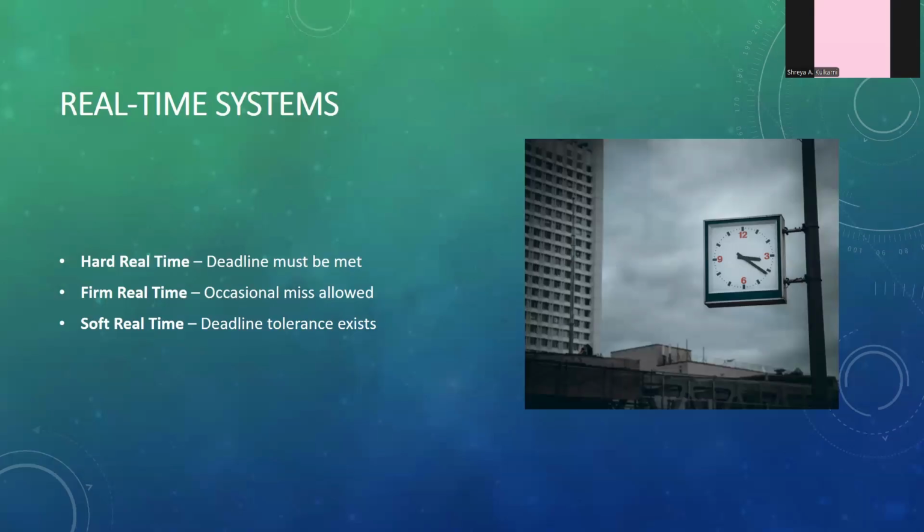Soft real time system here, no damages will happen even if the deadline is not met. For example, if you are setting your washing machine to run for half an hour and it runs for 40 minutes, 10 minutes is not a big loss, and nothing much is happening. There's no money involved, there's no life that is at risk. So here deadline tolerance is there.